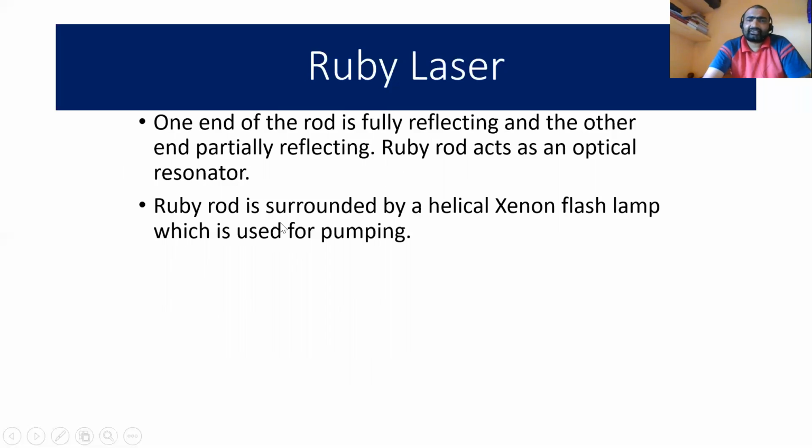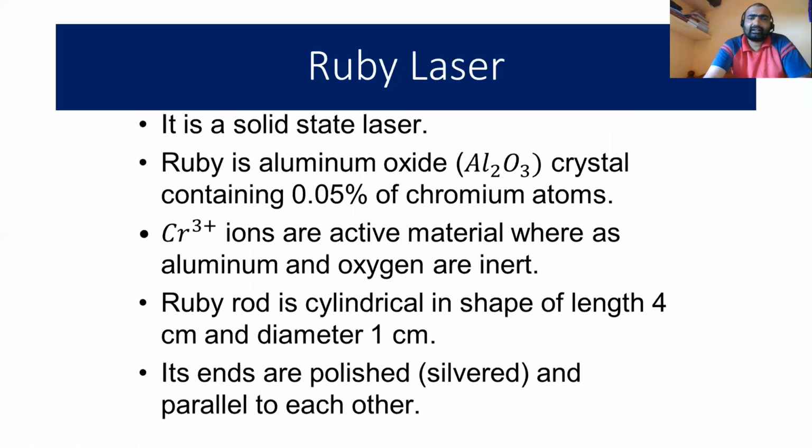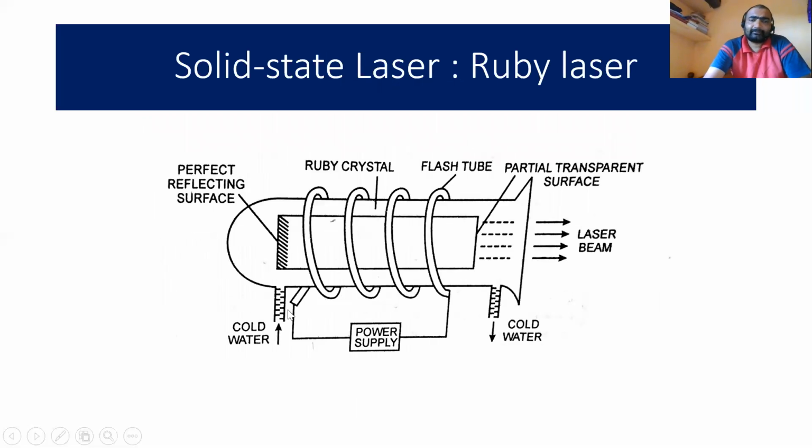Ruby rod is surrounded by a helical xenon flash lamp which is used for pumping. Here you can see this is the helical xenon flash lamp, which is connected to a power supply, which is useful for exciting the chromium ions from lower energy level to higher energy level, and thereby we can get laser radiation. So this is the cooling outlet and this is the cooling inlet.